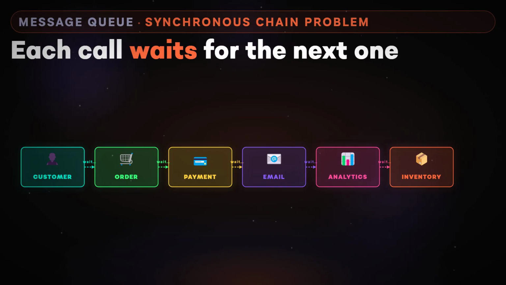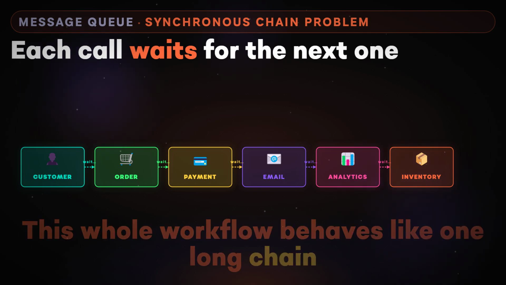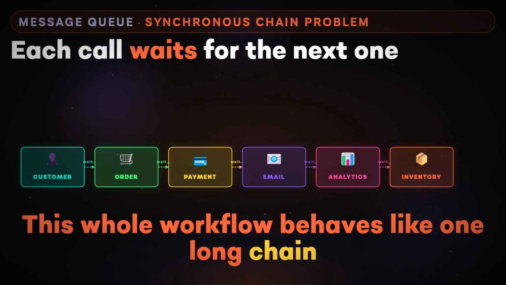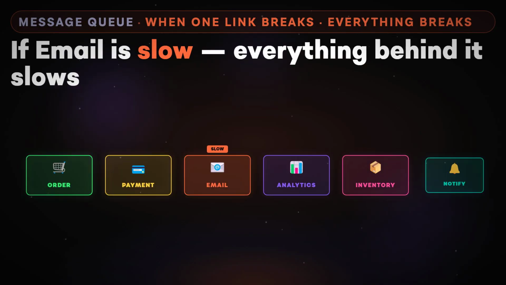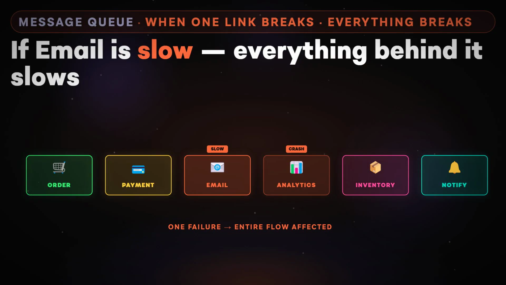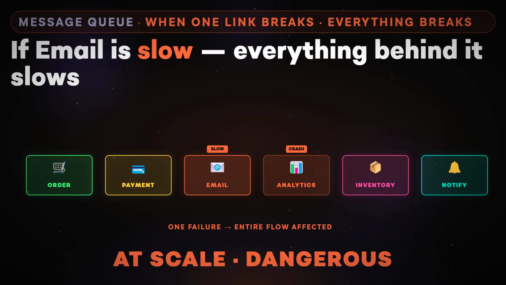Every service is waiting for another service. The entire workflow behaves like a chain. If the email service becomes slow, everything behind it becomes slow. If analytics crashes, order processing may fail. One service can affect the entire system. This architecture works when traffic is low, but at scale it becomes dangerous.